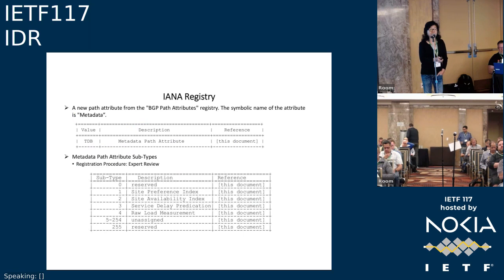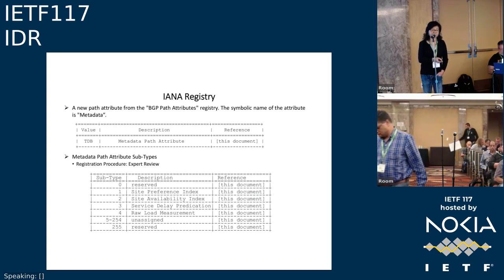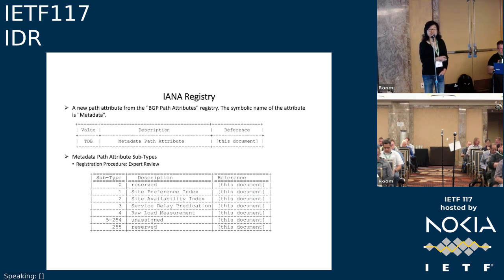The main thing I would like to get feedback on is this IANA registry. We requested a metadata path attribute, and underneath this path attribute there will be many subtypes defined. Right now in this draft we have specified 4 subtypes, and with the CATS working group coming up, defining more metrics for different environments, more could be considered or added. The registration procedure we recommend here is expert review.